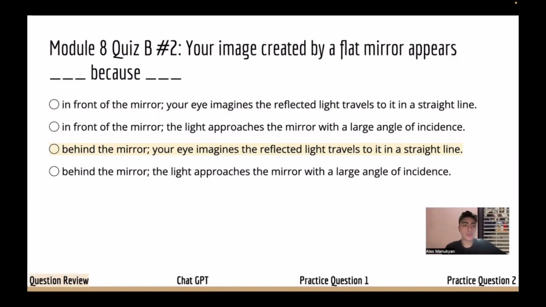Back to our question for Module 8, Quiz B number 2. Answer C is the most accurate and describes both where the image is and why it appears there. So your image created by a flat mirror appears behind the mirror because your eye imagines the reflected light that travels to it in a straight line. While the light directly reflected from the mirror would not be able to create a real image, your eye still imagines one by following the straight path of the light rays.